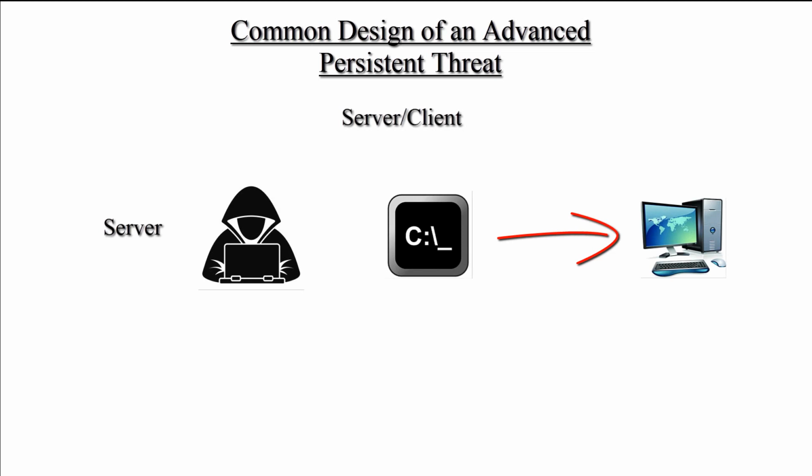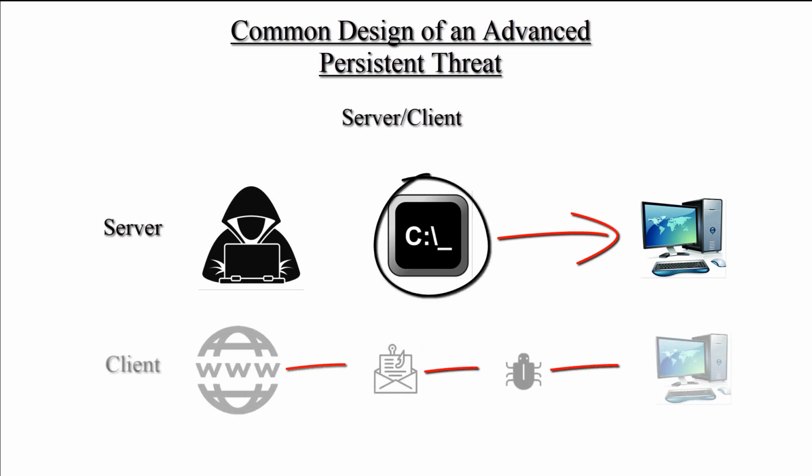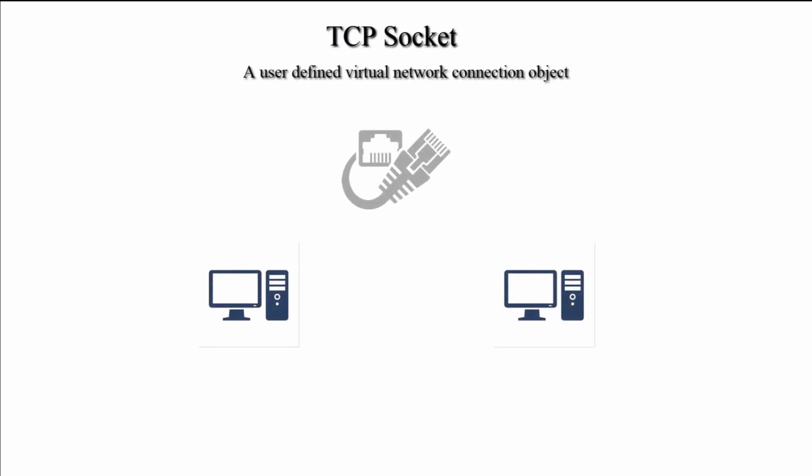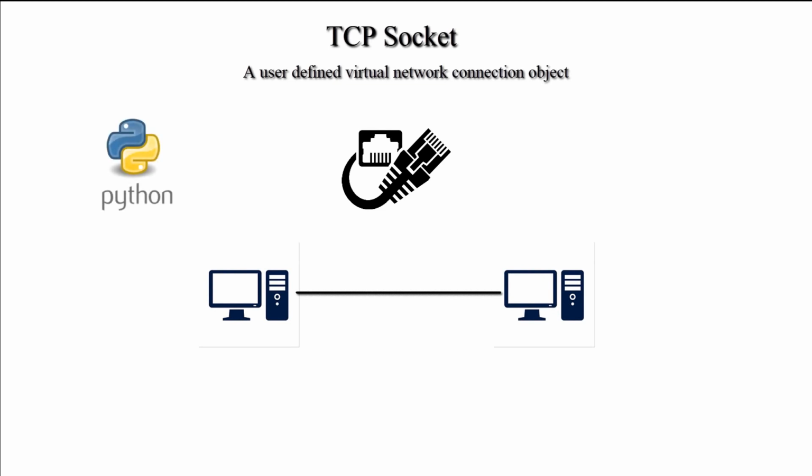DrovoRube, like many other APTs, consists of a server-client architecture. The server is the component which provides an attacker with command and control capability. The client component is deployed to a victim machine. In the case of DrovoRube, the connection established between a victim and attacker was created using something called a TCP socket. This is programmer language jargon for a network connection object that is created using a language such as Python.